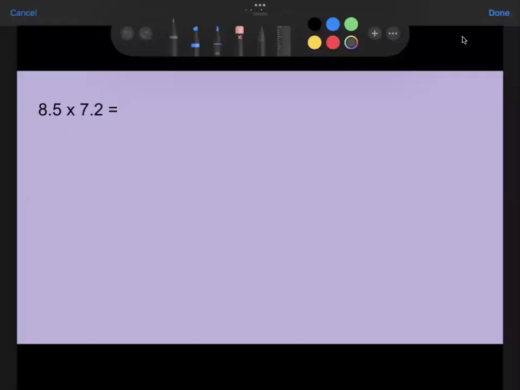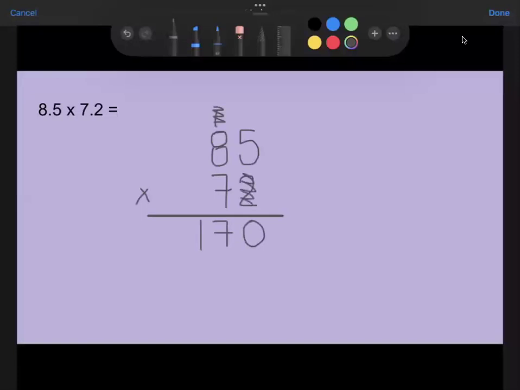That means ignoring the decimals, I'm going to end up with 85 on top and 72. So I just took out the decimals. That's all I did. Now I'm going to multiply these together. 5 times 2 is 10. 8 times 2 is 16, plus 1 is 17. So there's my first row. I'll cross this off and this and add a 0 down here.